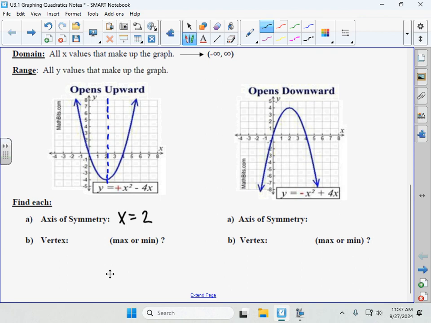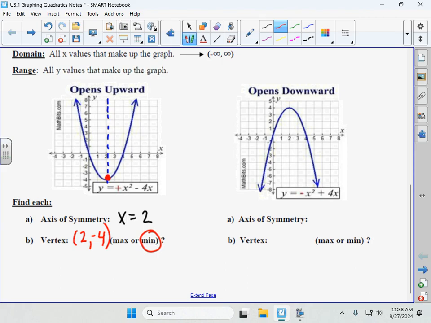Vertex, so that's going to be our lowest point or the highest point on the graph. We can see on this graph it's located right here, and that axis of symmetry line will cut through that point also. So the vertex point on this graph will be 2, comma, looks like negative 4. All right, and so we want to write it as a point, an ordered pair. And then we can also determine if this point is a maximum point or a minimum point. We can see that it's the lowest point, and so we call that minimum.